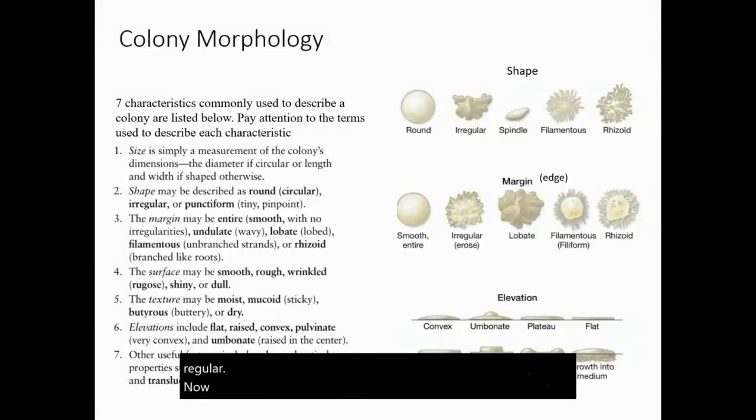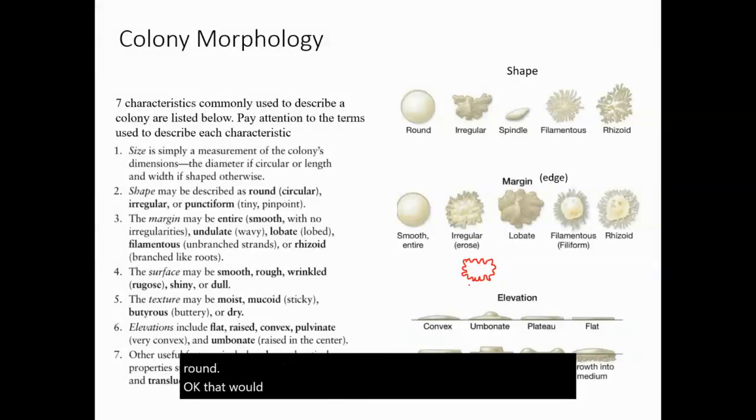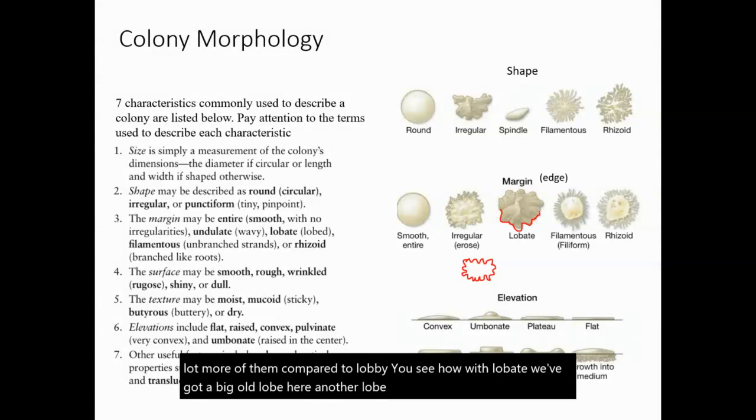Now, not shown on here is undulate, which is wavy. So for this one, let me see if I can get it on my first try here. It's going to be much smaller and thinner than the lobes. Pretend those aren't pointy. Pretend they're nice and round. Okay, that would be undulate. So they're much more narrow. There's a lot more of them compared to lobate. See how with lobate, we've got a big old lobe here, another lobe there, another one here, bigger one there? So that's going to be the difference between undulate and lobate.